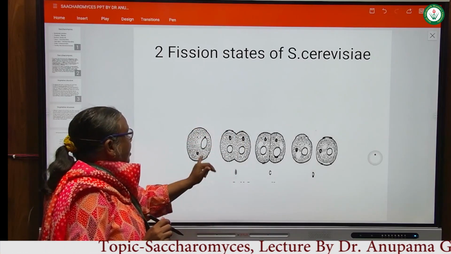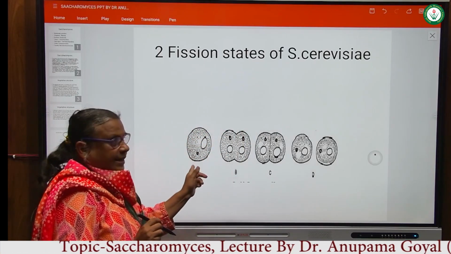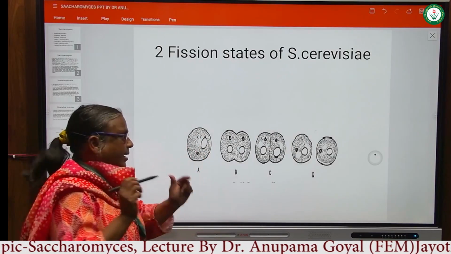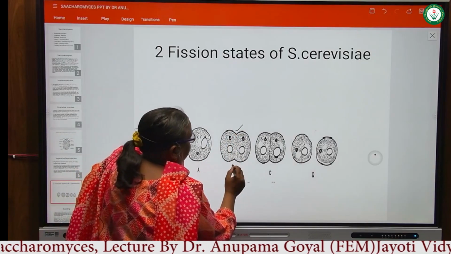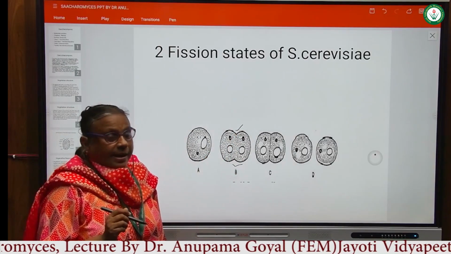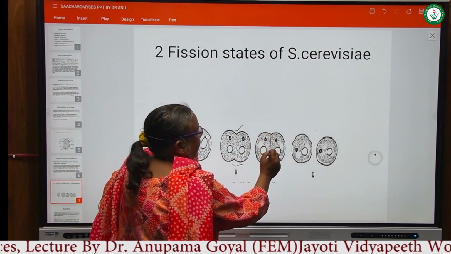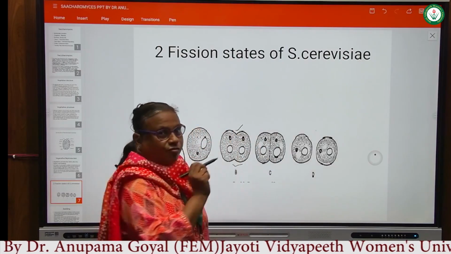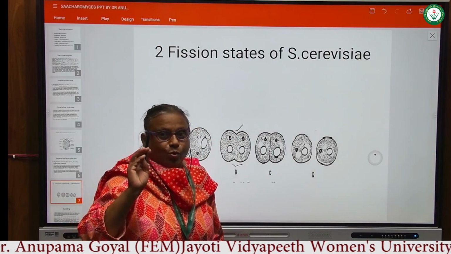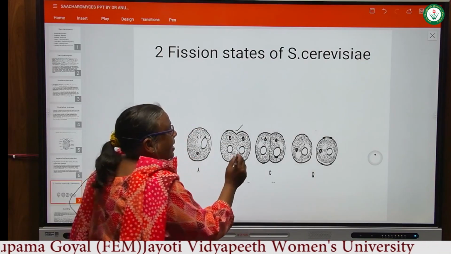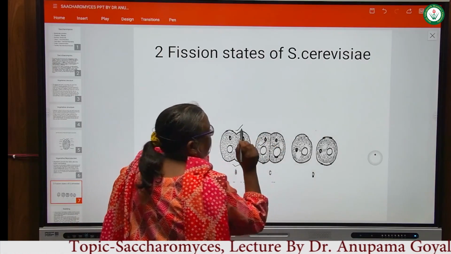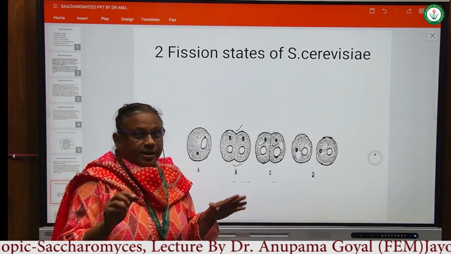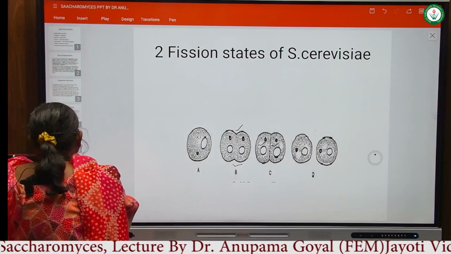Here you are seeing there is one cell, which means Saccharomyces is unicellular. Then a constriction starts appearing in the middle. You see, this is the constriction which is appearing in the middle, and then this constriction enlarges. From a single cell, two daughter cells are formed. I told you the nucleus undergoes mitotic division, and you see the two nuclei also there. Later on these two cells separate from each other and they form a new thallus.